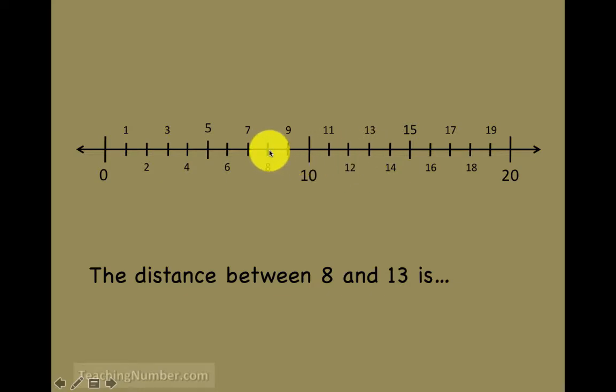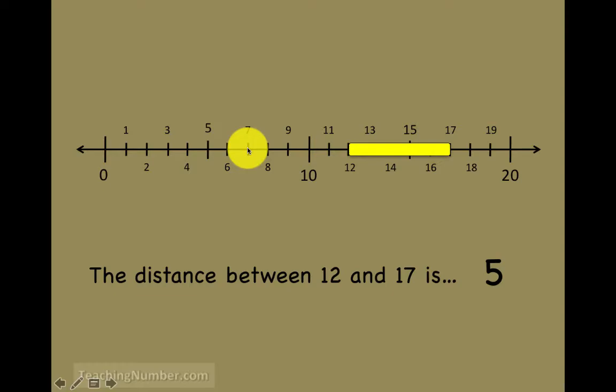We can see that the distance from 8 to 10 is 2, and the distance from 10 to 13 is 3, so the distance from 8 to 13 will be 5. Or consider the distance between 12 and 17. On the number line, it is easy to see that the distance from 12 to 17 will be the same as the distance from 2 to 7, which is 5.